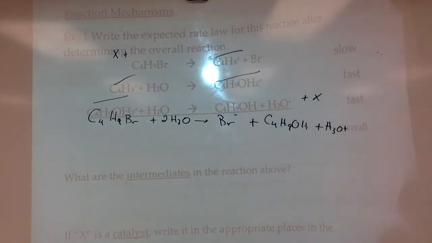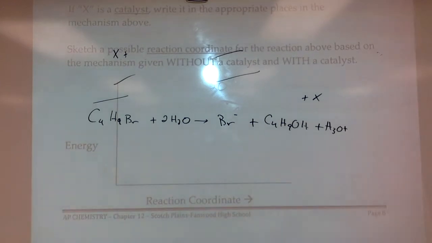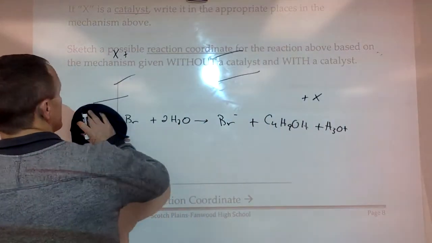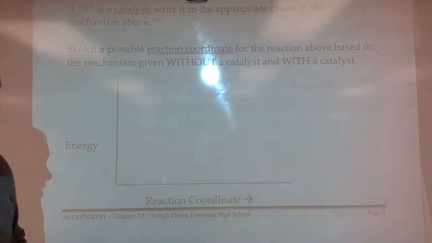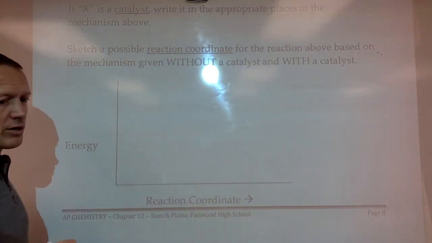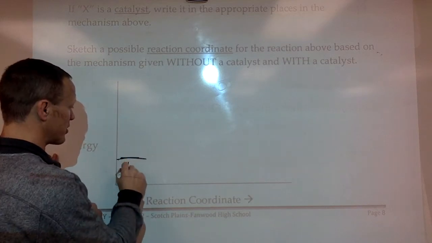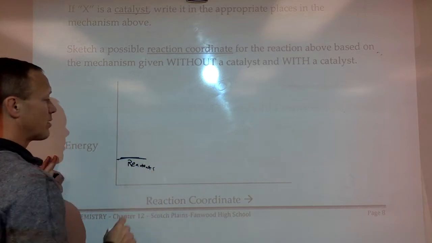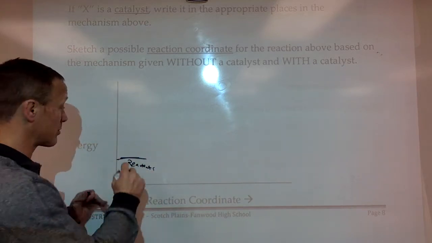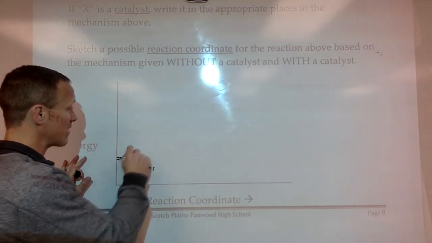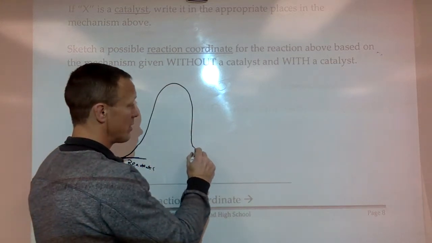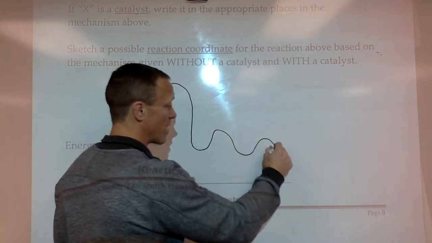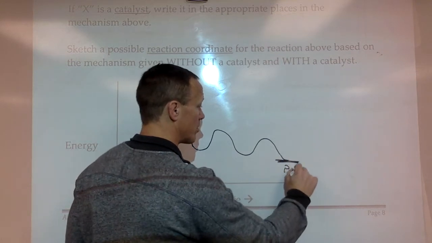Going down here, sketch a possible reaction coordinate based on the mechanism given without the catalyst in there. This is just showing the energy pathway, which we haven't done a lot of. Let's say these are our reactants, and they start off with this much energy. Well, the reaction happens in 3 steps, and the first step is the slow step. So the first step probably has the highest activation energy. I don't know how low these go. And then the next 2 steps were faster, so they must have smaller activation energies. Maybe these are products.